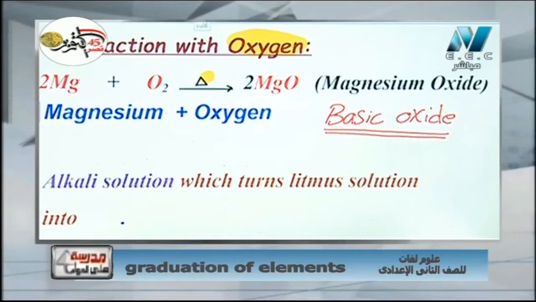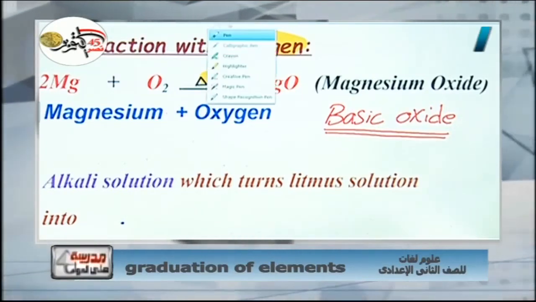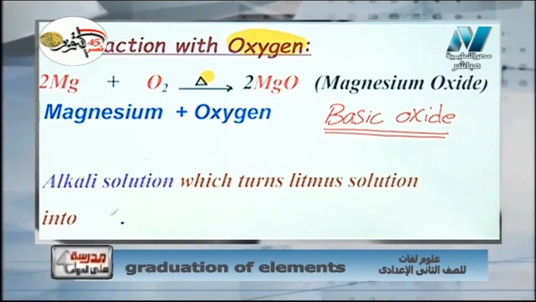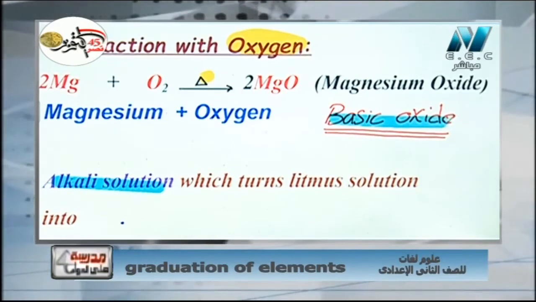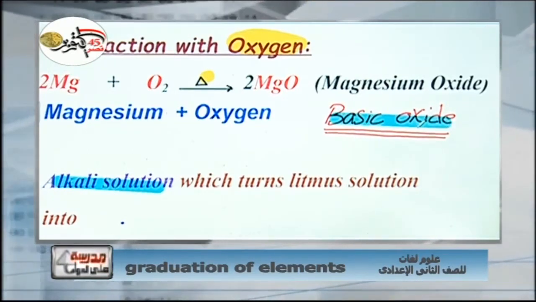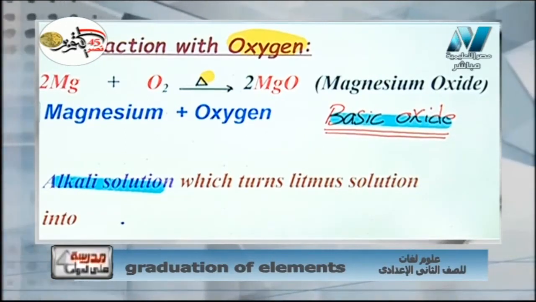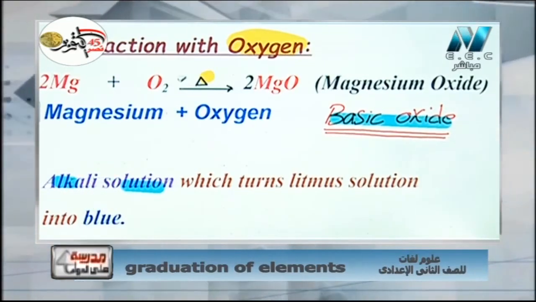I will say because its solution, what does its solution do? Its solution changes litmus paper into what? Yes, an alkali solution, as a basic oxide solution with water. It turns litmus paper blue, as we studied before in first prep.